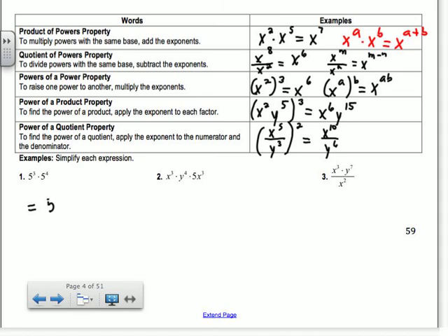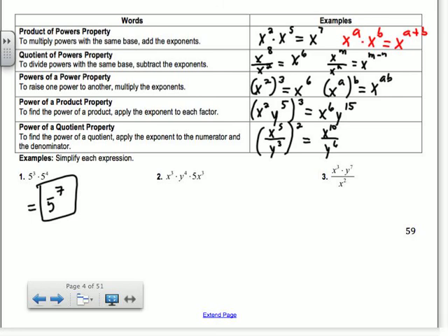5 to the 7th. Right, 5 to the 7th. A lot of people will say 25 to the 7th. So think about it in expanded form. It's 5 times 5 times 5 times 5 times 5 times 5 times 5. So there's 7 5s. So 5 to the 7th.